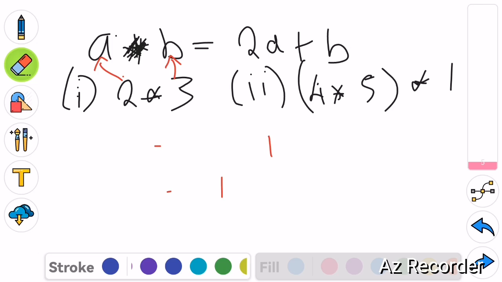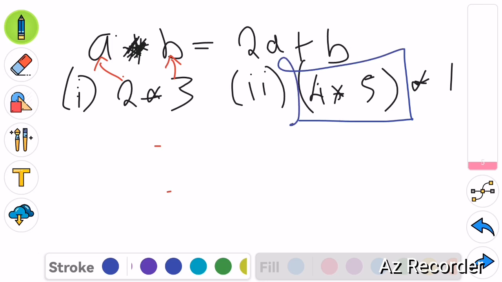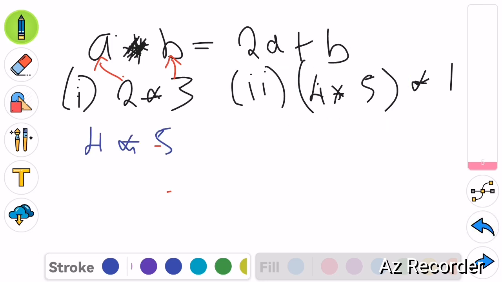I need to start with what is in the brackets. Remember, BODMAS, we used to say brackets off, and then you start with your division, multiplication, addition, and subtraction. So I'm going to say brackets off. How do we get rid of the brackets? We start with what's inside. So we're going to start with 4 star 5. So you ignore this star 1 for now. So you start with 4 star 5, and then you put it in this binary operation.